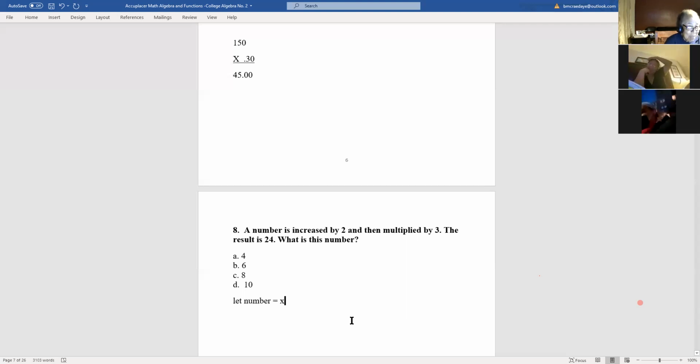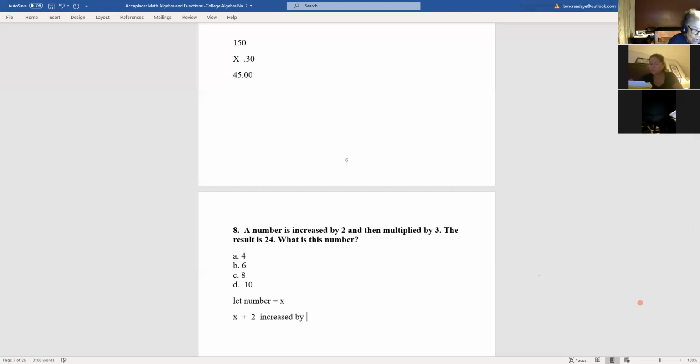Well, let the number be X. Now, when you say increase, Chastity, what is that? Add or subtract? The number we call X. Now we're taking that number X and we're increasing it by 2. What would that look like? Increase by is adding. So that would be X plus 2. That's increased by 2, right?